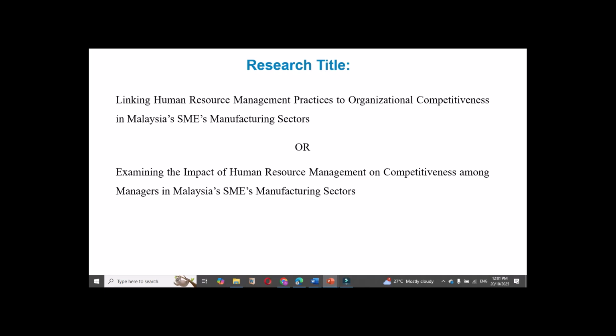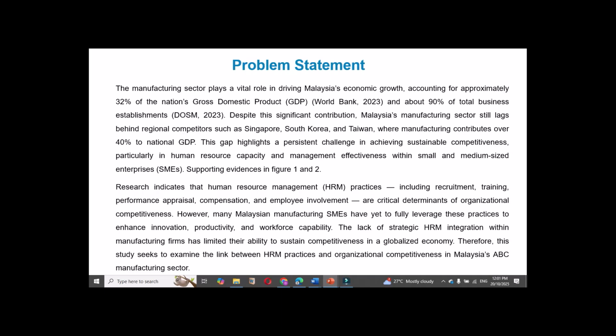Let's take the second one. Examining the impact of human resource management on competitiveness among managers in Malaysia SMEs manufacturing sectors. All right, so let's assume you have a title now. Let's now go further and develop a problem statement using this title.